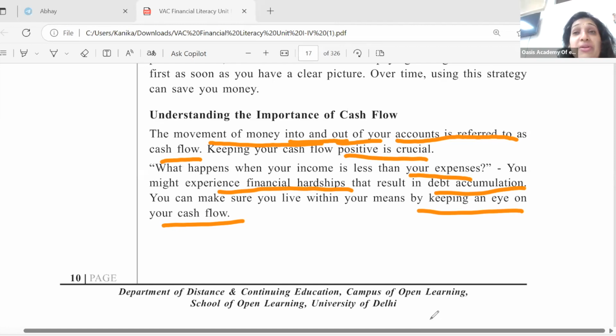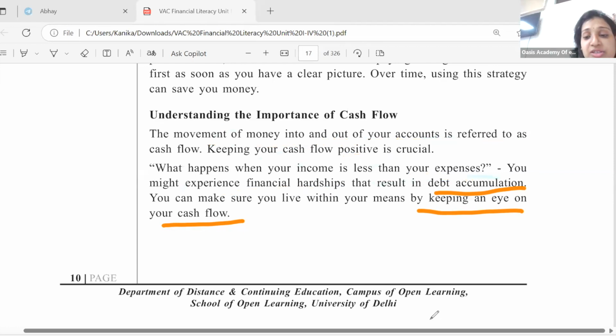You should always try to remain in positive cash flow, because if you keep your cash flow positive, then you can go for financial objectives and financial planning. But once you have negative cash flow, then you cannot, and you will face a lot of hardships. So this is what you mean by cash flow. Let's go ahead.